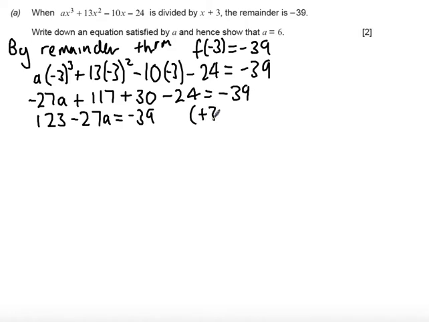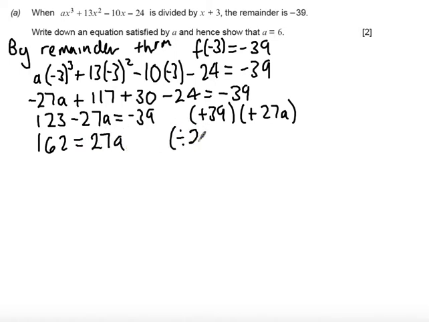So if I add 39 to both sides and add 27a to both sides, we get that 162 is equal to 27a. And so finally, if I divide by 27, we get that a is equal to 6 as required.